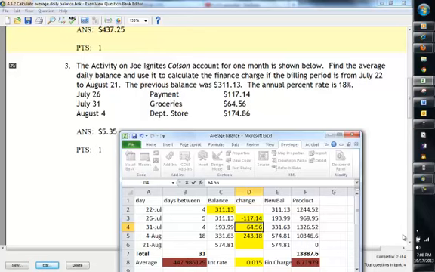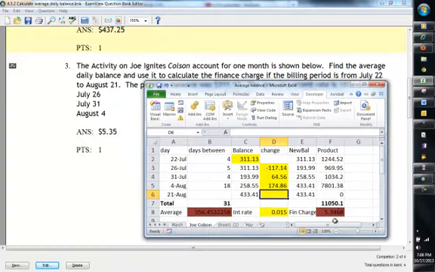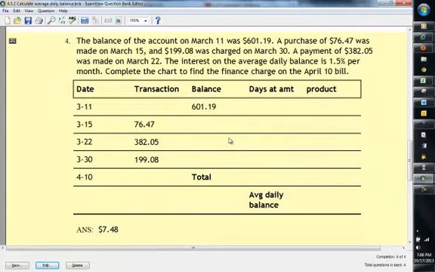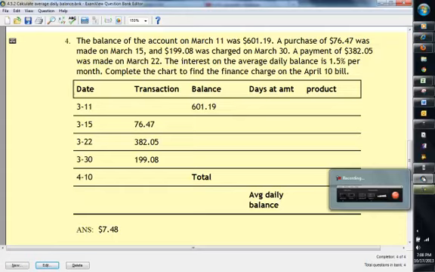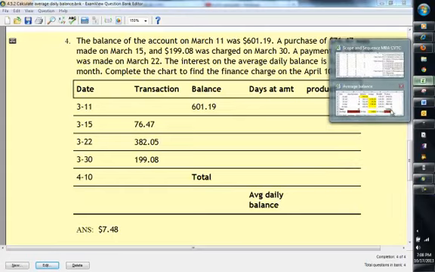Then there was the groceries of $64.56 on the 31st, and then the charge of $174.86 at the department store. So we don't care what the balance was. All we care is that the finance charge is $5.35. For more on the calculations of the average daily balance, make sure you see your textbook.